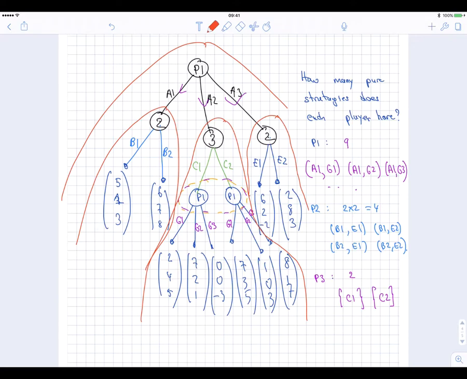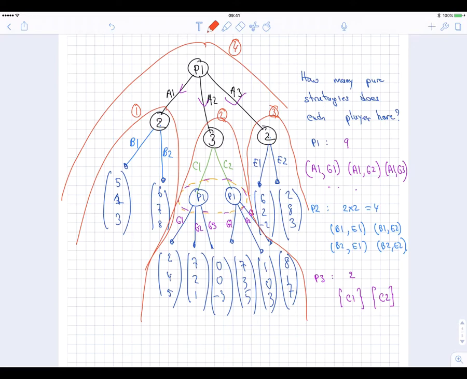When you find the Nash equilibria, you have to do backward induction. Let's label them: let's call this 1, 2, 3, and let's call this 4. The numbering doesn't matter; I could have labeled them as I pleased.